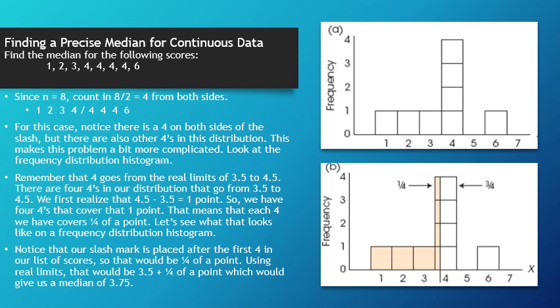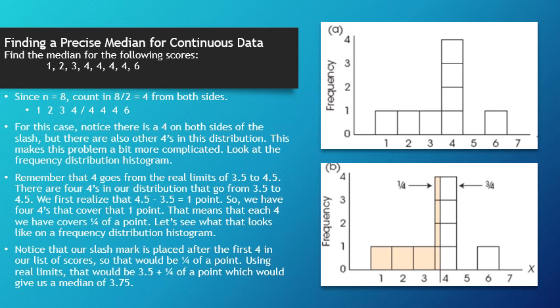So notice that when we placed our slash mark, it's after the first 4 in the list of scores. And remember, we just figured out that each 4 holds a place value of 1/4 of a point. So first we start with the lower real limit of 3.5, and then we add 1/4 of a point because our slash mark is only after the first 4. So if you add 3.5 plus 0.25, that gives you a median of 3.75.